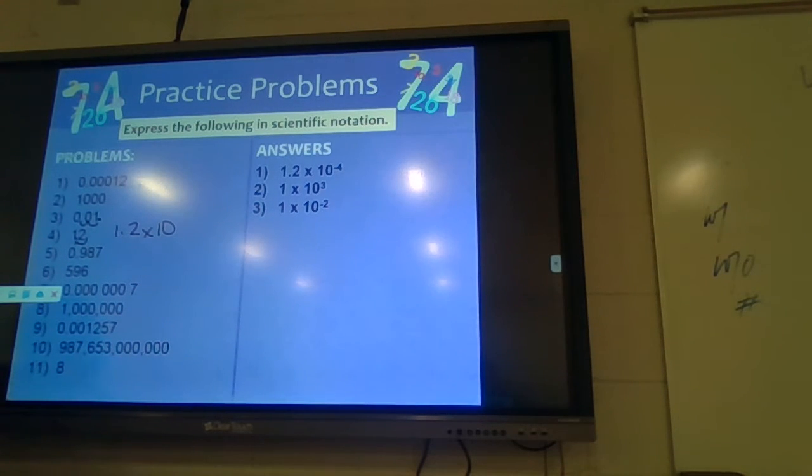So do I need to, what else? That's bigger than 10, right? So where do I need to put it? Somebody else? Manuel, I want a number between 1 and 10. 9.87. So put it right there. Let me make that seeable. Okay, so I move my decimal 1 to the right.